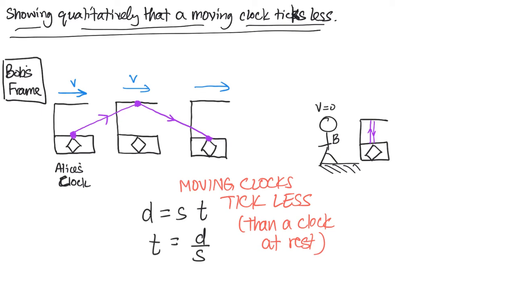So how is it that Alice thinks her clock ticks more than Bob's and Bob thinks his clock ticks more than Alice's? That seems to be a contradiction. In fact, that is the content of relativity.